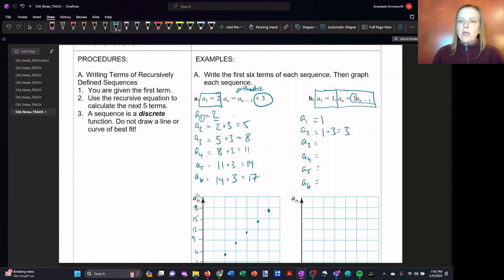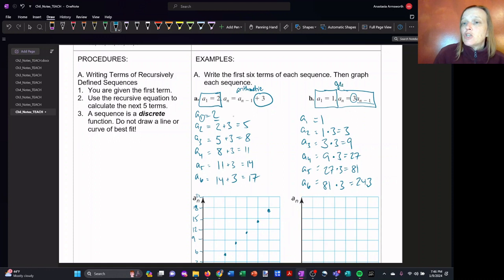So here I take that previous term and multiply by 3, which gives me 3. Now for the third term, I take the second term and multiply it times 3. That gives me 9. Now I take the 9 and multiply it by 3 to give me 27. Then 27 times 3 is 81. And 81 multiplied by 3 is 243. So this is clearly a geometric sequence because we are consistently multiplying the previous value by 3.